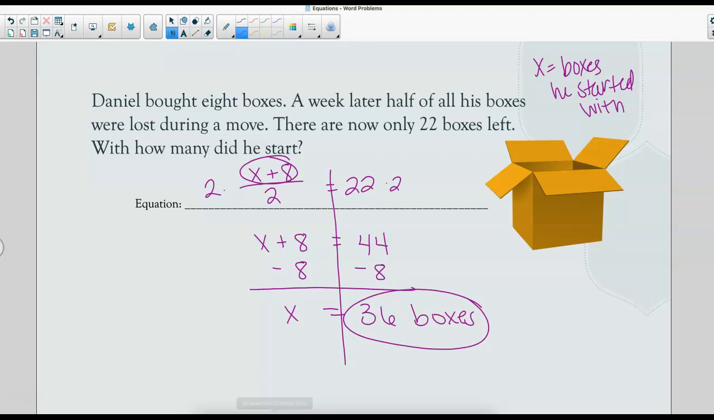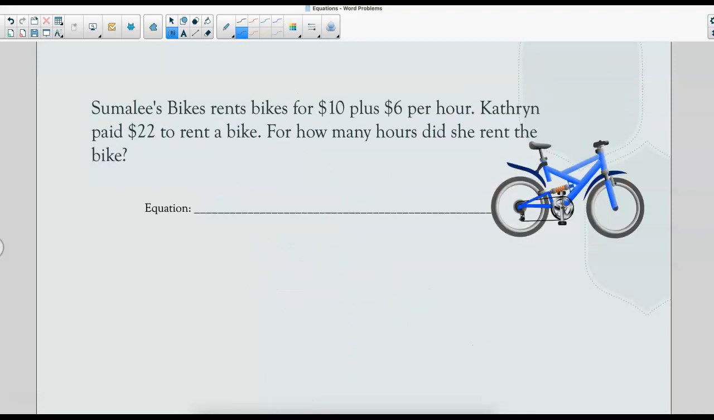Okay, last one. Sumali's Bikes rents bikes for $10 plus $6 per hour. Catherine paid $22 to rent a bike. For how many hours did she rent the bike? What should the equation look like? How much would she have to pay? To rent the bike, what do you have to pay? Brecken. $10. Anything else? Plus $6 now.